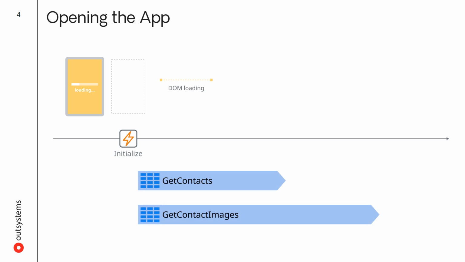Immediately, the aggregates and data actions that are defined at the screen level are triggered. While these execute in the background and we wait for a response from the server, the DOM starts to load. This happens quite fast. Upon completion, the ready event triggers and the screen starts to render. When the screen is completely rendered, it triggers the render event. At this point, the screen and its widgets are visible to the user.